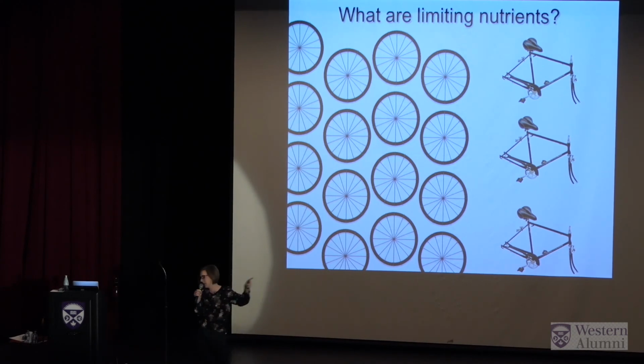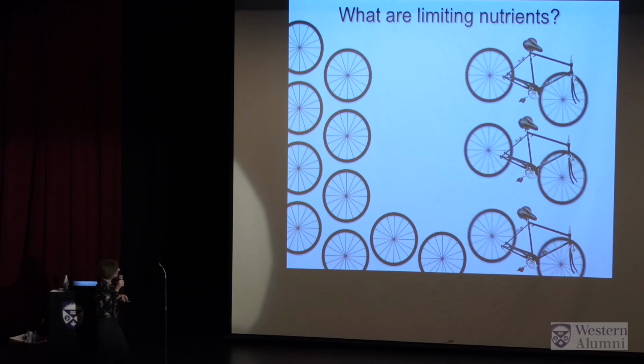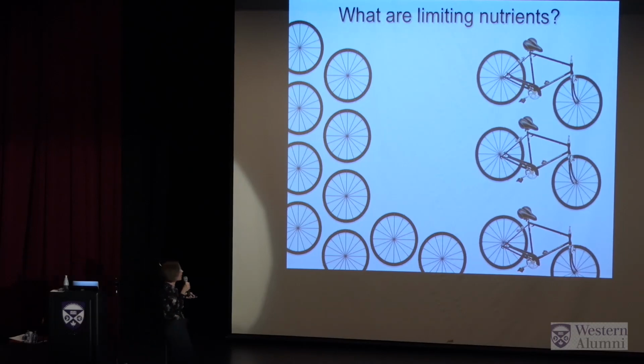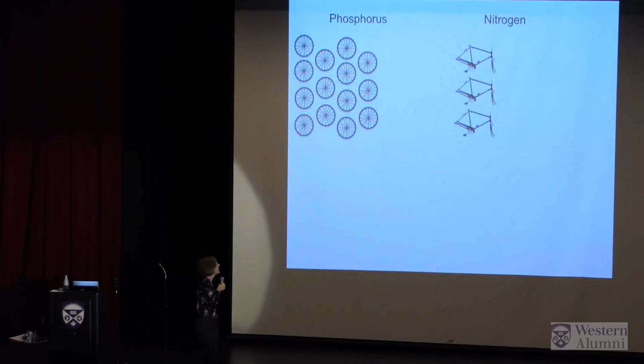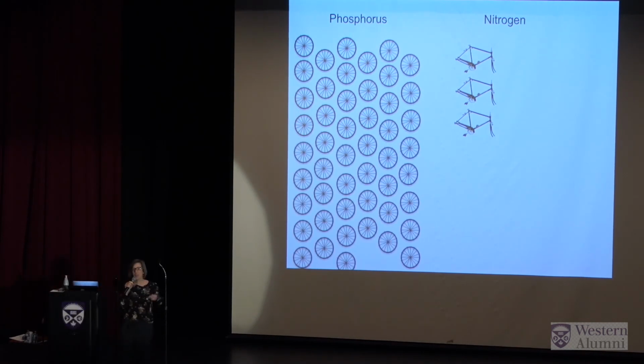So frames are the limiting nutrient in this strange lake with bikes in it. Where's the handlebars? It's so obvious to me now. Okay, so if phosphorus are the wheels and nitrogen is the frames, doesn't matter how many more wheels we add, we still can't make more bikes. Or we still can't make more algae.